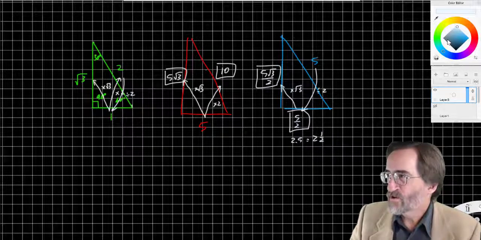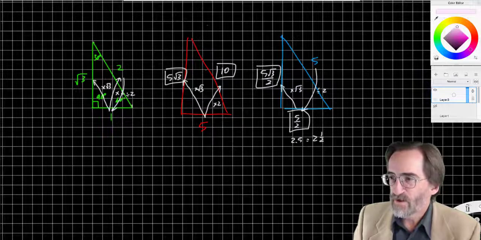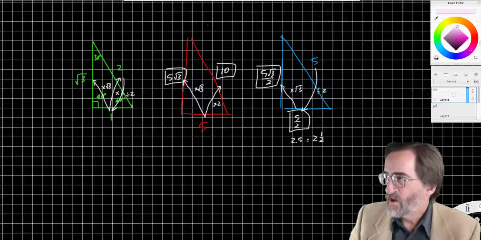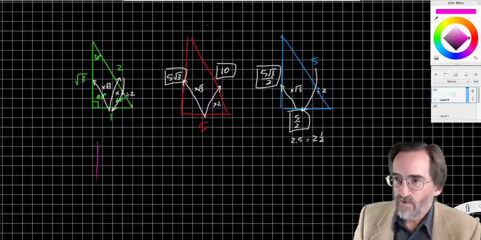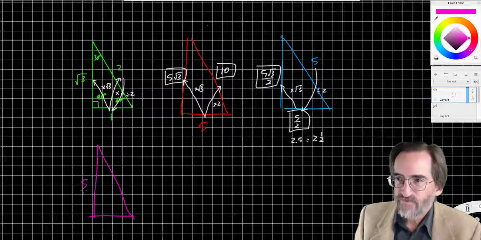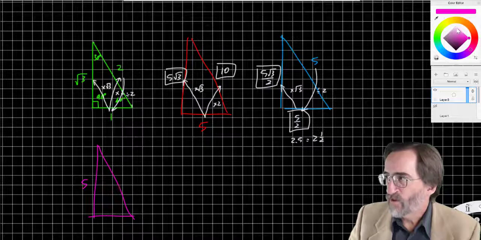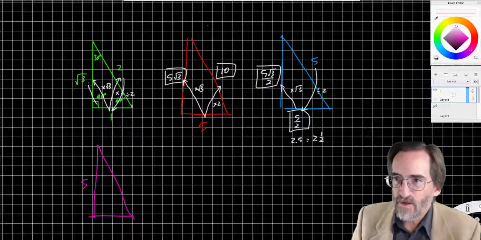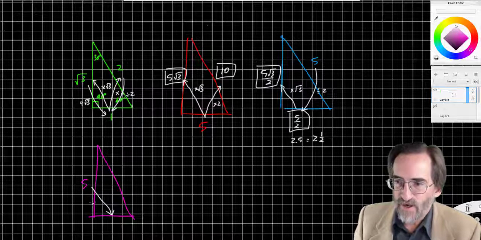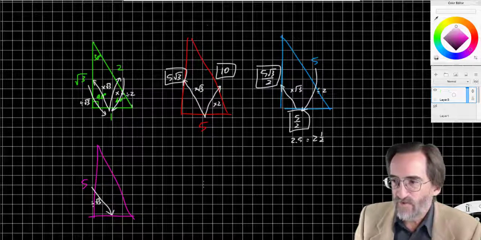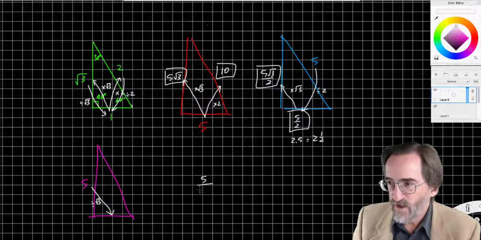Now the hardest one, the most complicated, is this one here. What if I know the long leg is 5? Okay, well, in order to change from the long leg to the short leg, I need to divide by square root 3, because anything divided by itself is 1. So I'm going to divide by square root 3. Now here we have a little bit of work to do. 5 divided by square root 3.